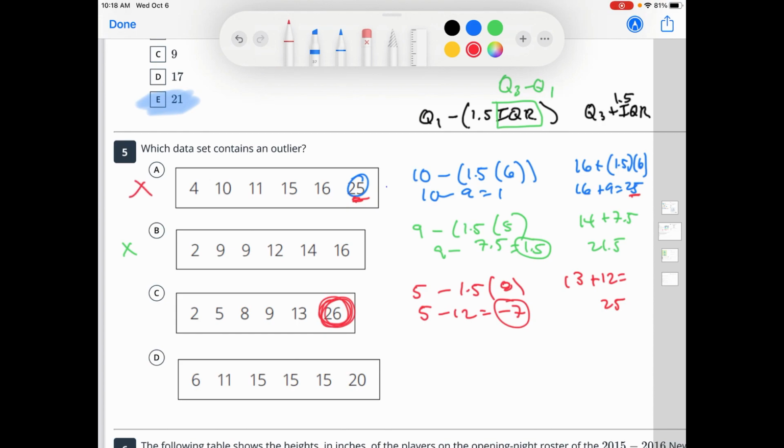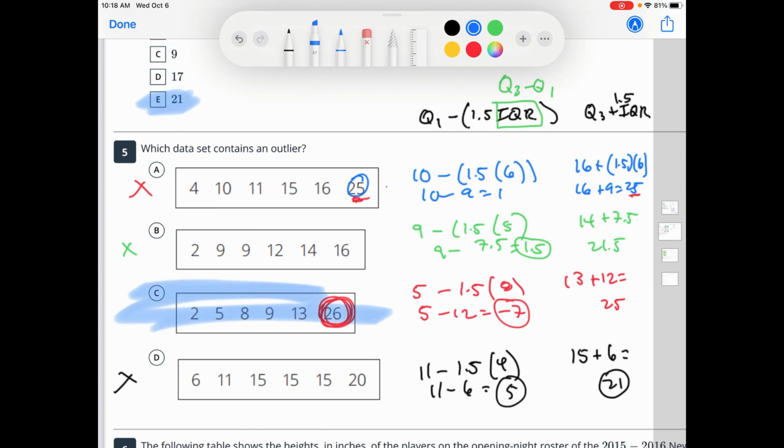And let's double check the last one. I have Q1, which is 11, minus 1.5 times Q3 minus Q1, which is 4. So 4 times 1.5 is 6, and 11 minus 6 is 5. And this one will be Q3, which is 15 plus 6 is 21. So no numbers there. So our answer is C.